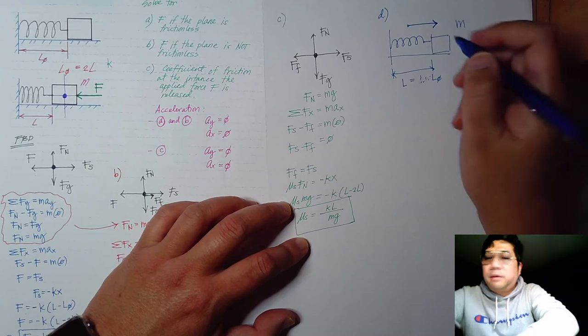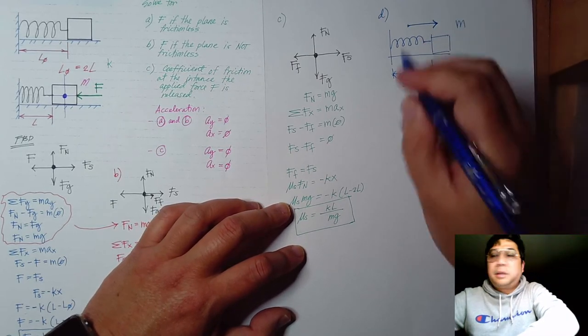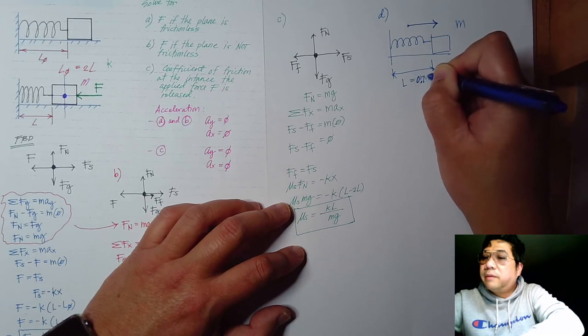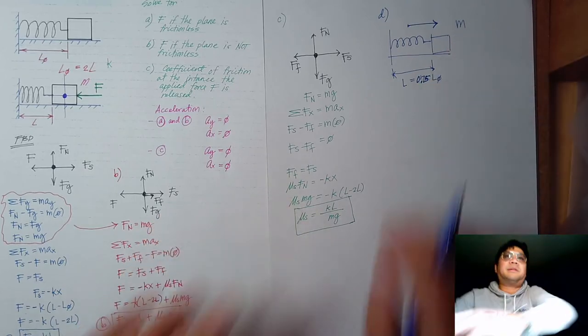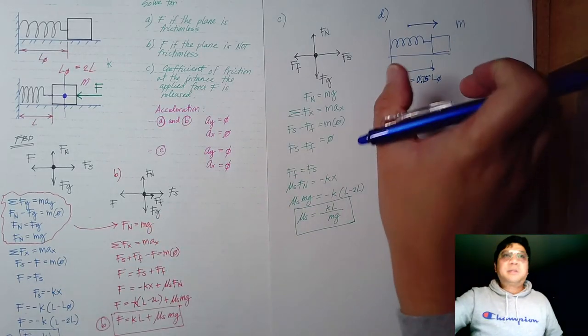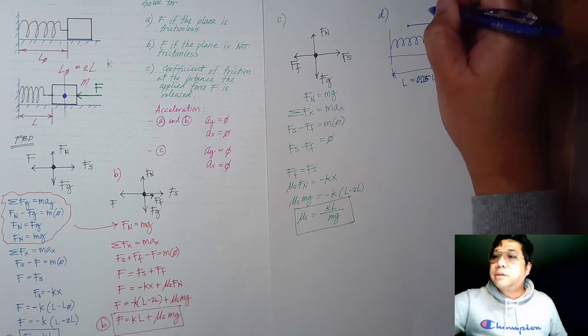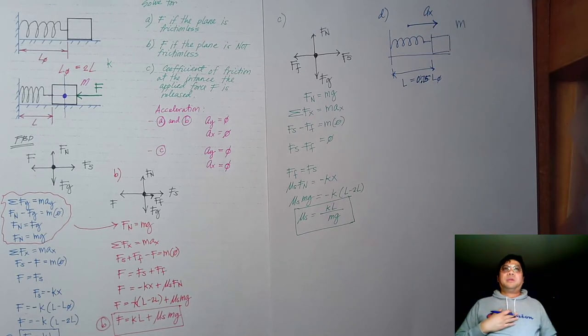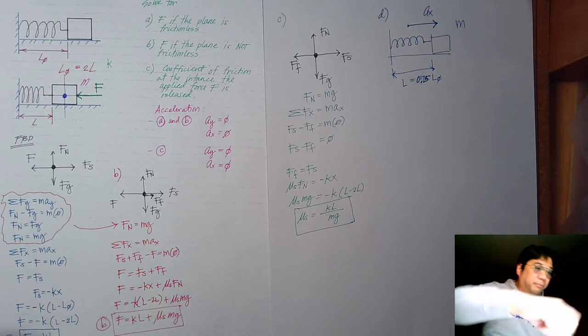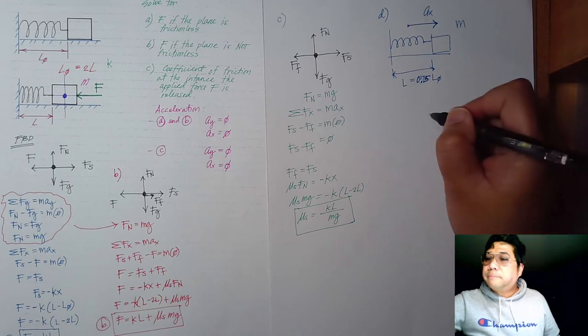Okay, so what if it is 0.75 of L sub naught? Okay, so 0.75 of L sub naught. So it means it's already moving, so you have an acceleration along the x-axis. Okay, so you have the acceleration along the x-axis, and let's consider friction also. So now we still have friction.